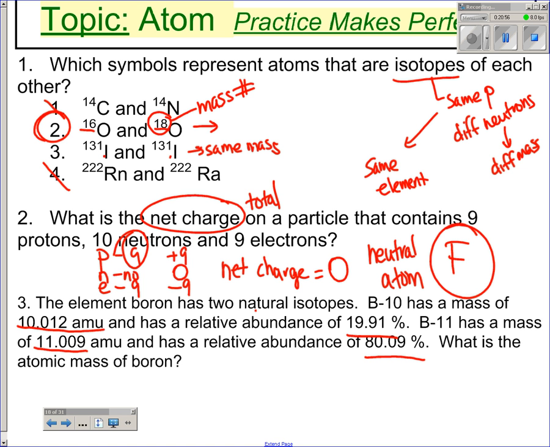And it is a weighted average, so what we're going to do is take that abundance and change it to a decimal for each isotope. And we're going to multiply it by the mass of each isotope. So for each isotope, I'll take the abundance, change it to a decimal, multiply it by the mass, and add to it, for the next isotope, the decimal abundance times the mass. So let's actually put this into practice here.